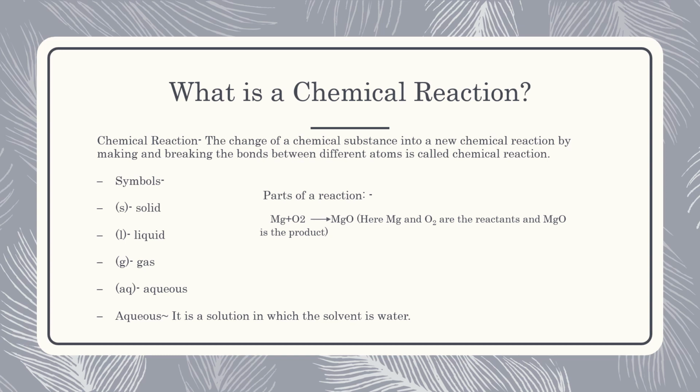The symbols which we use to represent states are S for solid, L for liquid, G for gaseous, and AQ for aqueous. Aqueous is a solution in which the solvent is always water. So let me show you how we use these symbols in the equations.